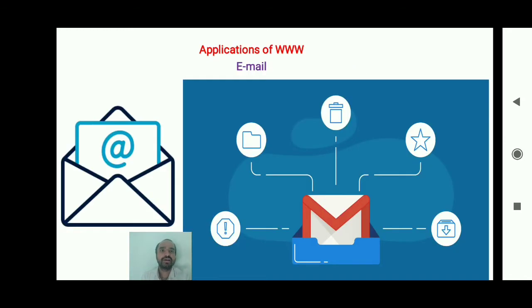Next point is the applications of WWW. The first application, which all of you are familiar with, is email. Email means electronic mail. All of you know the use of email and when emails are used. Emails are used for transferring messages from one device to another device, or from one person to another person.